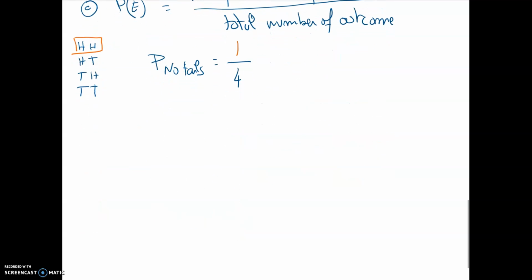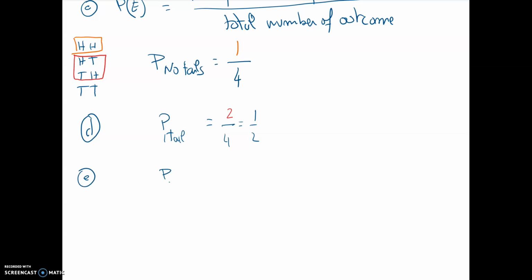Now if I look at D, which is exactly 1 tail is toast, for 1 tail toast, I can see right there is 2. The probability to have one tail toast will be 2 divided by 4, which is at the end 1/2. For E, 2 tails are toast, so the probability that we have 2 tails is going to be 1 divided by 4.